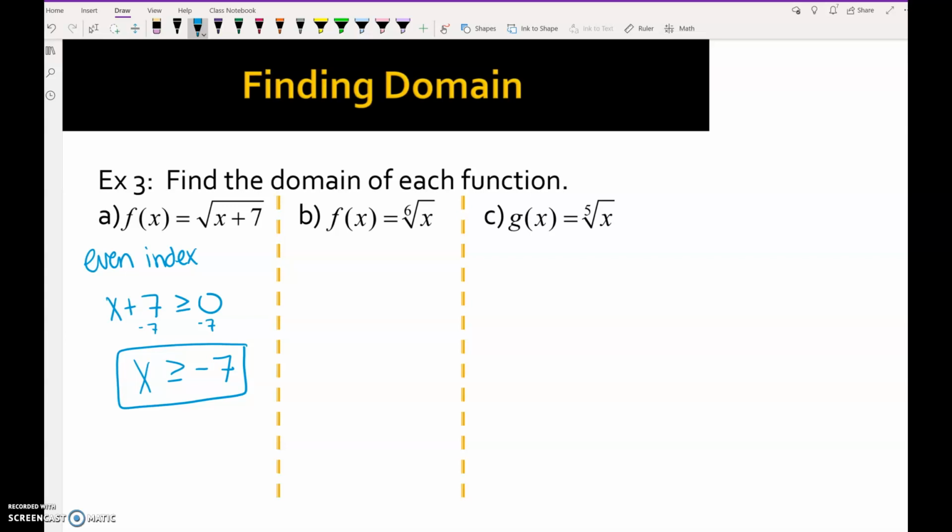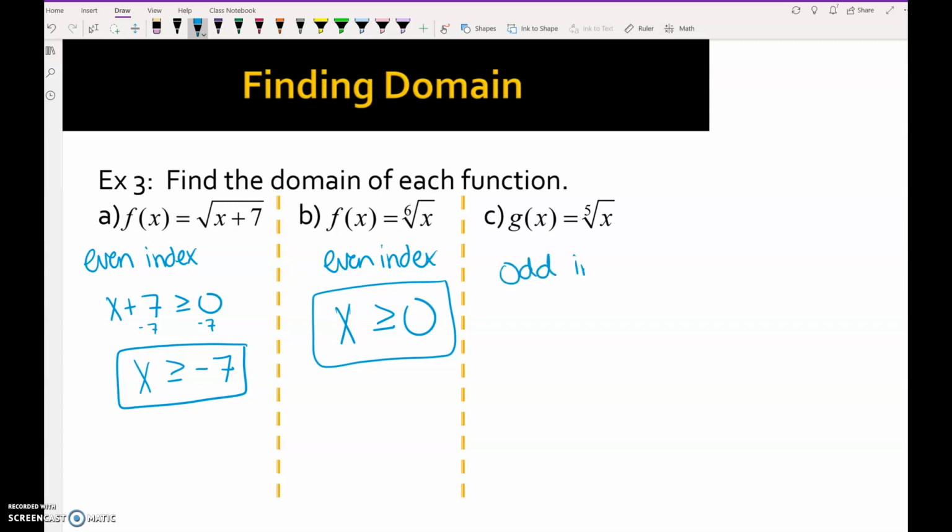So B, this is a 6th root. That's an even index. So you put the stuff greater than or equal to 0 and then get x by itself. It already is. So your domain is x is greater than or equal to 0. In C, do we have an odd or an even index? What is the domain for odd index radicals? All real numbers. Don't have to do any work, you just write all real numbers.